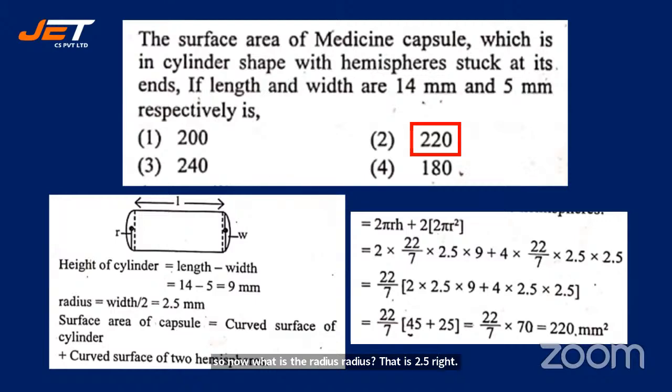The surface area of the capsule is the curved surface area of the cylinder plus curved surface of two hemispheres. So just substitute the formulas: 2 pi rh plus twice of 2 pi r square. Here you have the height as 9 and the radius as 2.5. When you substitute, you will get 220 millimeter square. All right, students, I'm sure you would have understood this. These questions really require a minute or so. You need to work them out, and with the help of the formulas only this can be done. With this, we are moving on to the next question.